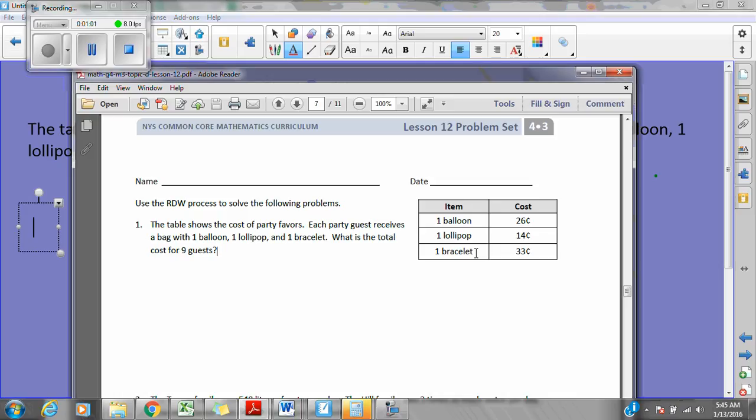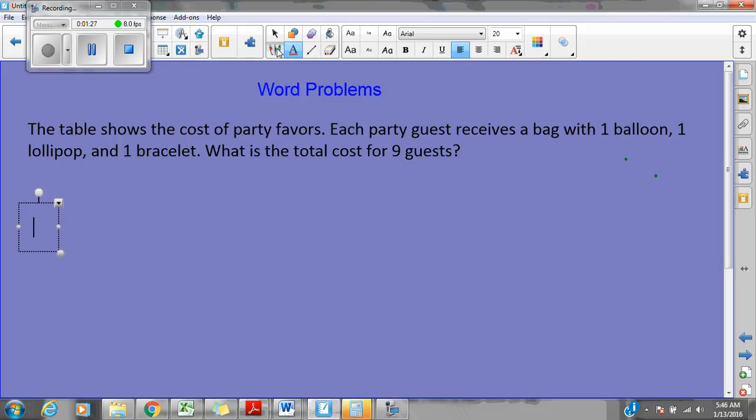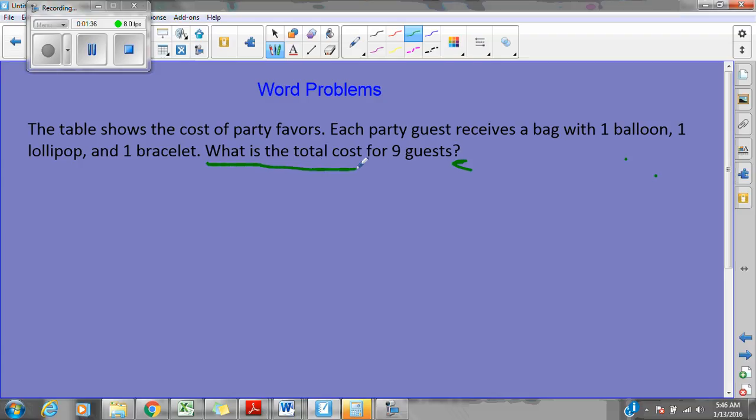The first thing in our problem solving step is understanding what we're being asked to do. Let's understand the problem in general. What's going on in the problem? That's what you are to look at. There's a party happening, and each guest is getting a party bag. There are 3 things in the bag, and what we're being asked to do, you always want to look for the question. Where is the question? The question or task. In this case, our question actually has a question mark today. So, what's the question? What is the total cost for 9 guests? So we know that we're dealing with the cost of something.